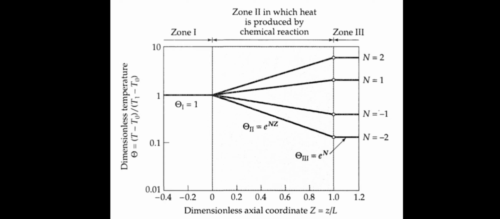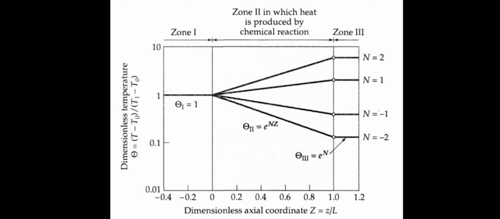N is equal to 2 is rapid temperature rise, which shows it is a strongly exothermic reaction. N is equal to 1 shows that there is a moderate rise. N is equal to minus 1 shows it is cooling and endothermic. N is equal to minus 2 shows that it is strongly endothermic. The temperature drops sharply. This zone is especially important for safety. High n can lead to hotspots, which might damage catalysts or cause runaway reactions.